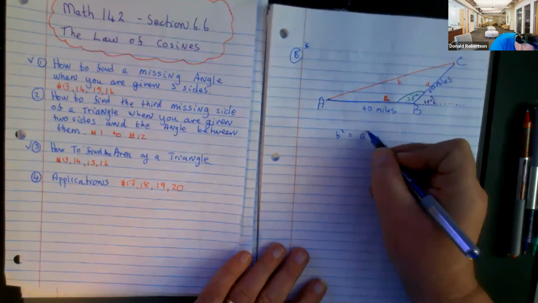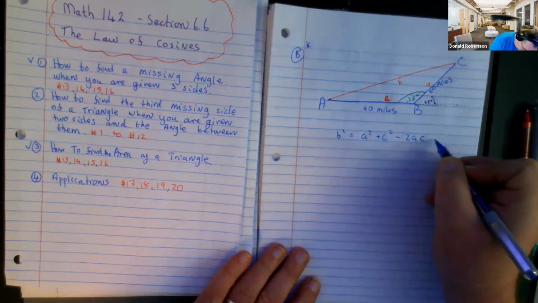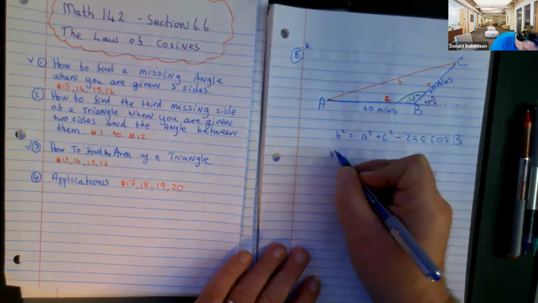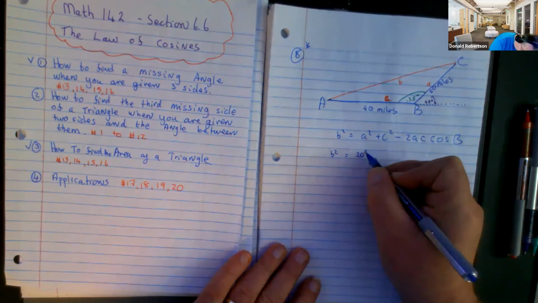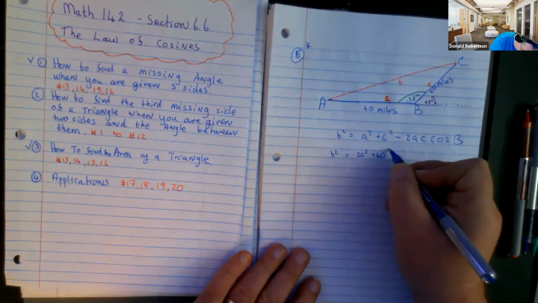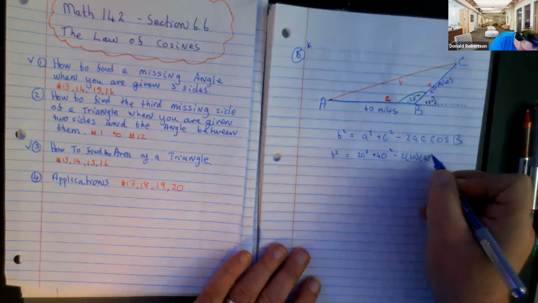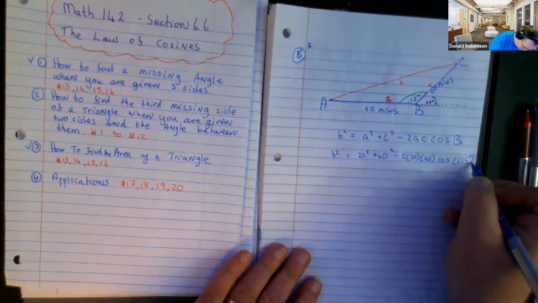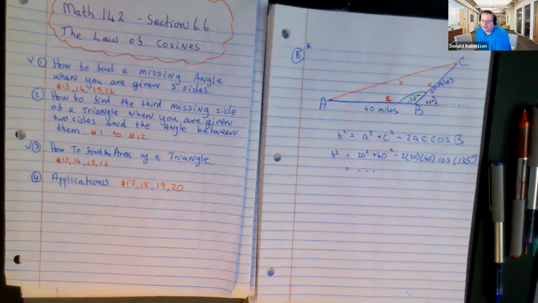So it's going to be a squared plus c squared, take away 2ac cosine of b. And then when we put in the numbers, it's going to be 20 squared plus 40 squared, take away 2 lots of 20 times 40 with the cosine of 135 degrees. And that's where I'm finishing that question.